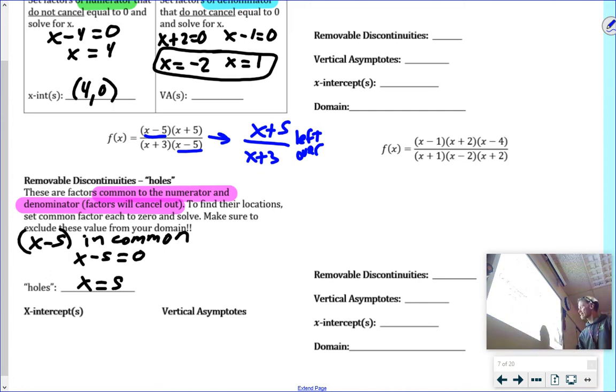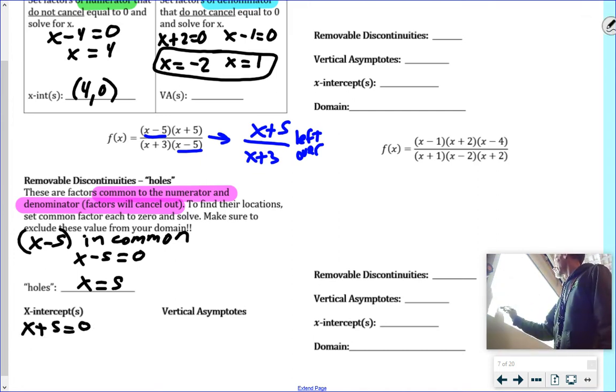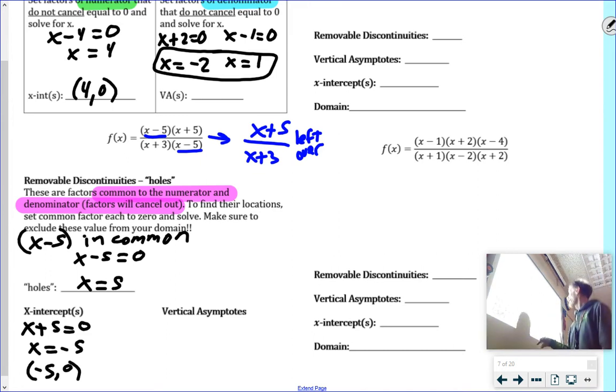So now we take the x-intercept and set the top equal to 0. So x plus 5 equals 0. So that means x equals negative 5. So that point would be negative 5, 0. And we take the vertical asymptote from the bottom. So we take x plus 3 equals 0, just like we did before. So x equals negative 3. And that is your VA.